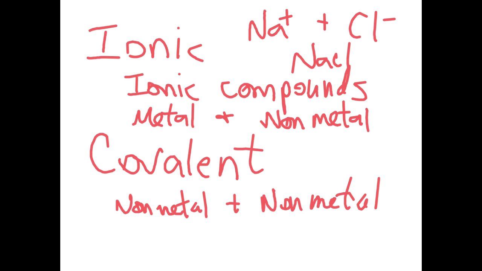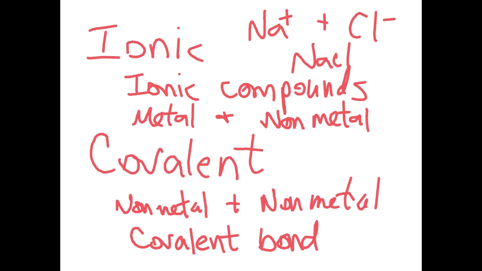Okay? So ionic compounds are attracted because of opposite charges, right? Opposite charges attract. Covalent compounds are formed because we share electrons. And we create what's called a chemical bond, a covalent bond. You shared what? Electrons. Sharing of electrons forms covalent bonds.